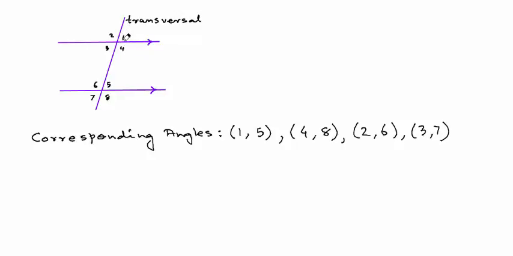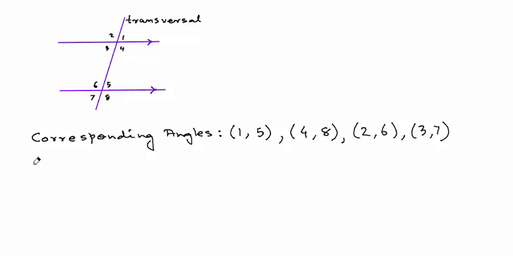And corresponding angles are always equal. So the measure of angle 1 out here is the same measure as angle 5. In the same way, the measure of angle 4 is exactly the same measure of angle 8, and so on.